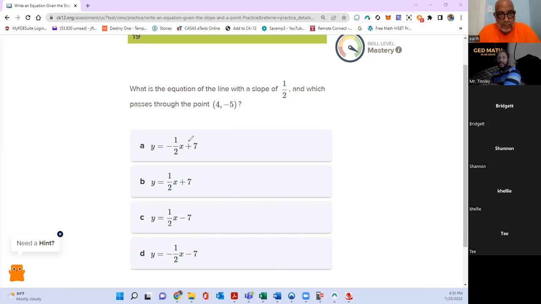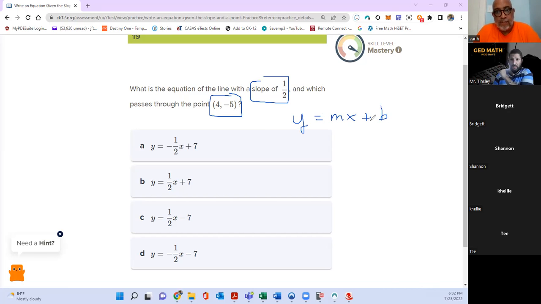How can I find an equation of the line given that the slope is 1/2 and passes through 4, -5? How can I even do this problem? I forgot already. Can anybody help me? Y equals mx plus b. So we're going to start with slope intercept form. Perfect. So Bridget said, write down slope intercept form. Y equals mx plus b. What's our next step, Bridget? 1/2 is my slope. What letter corresponds to my slope? M. So my M is 1/2.